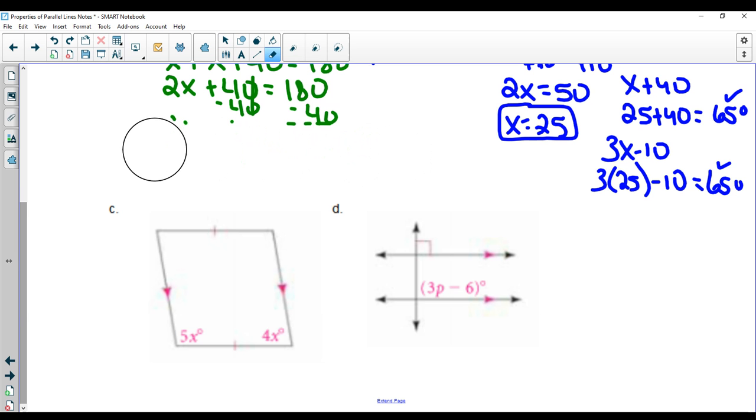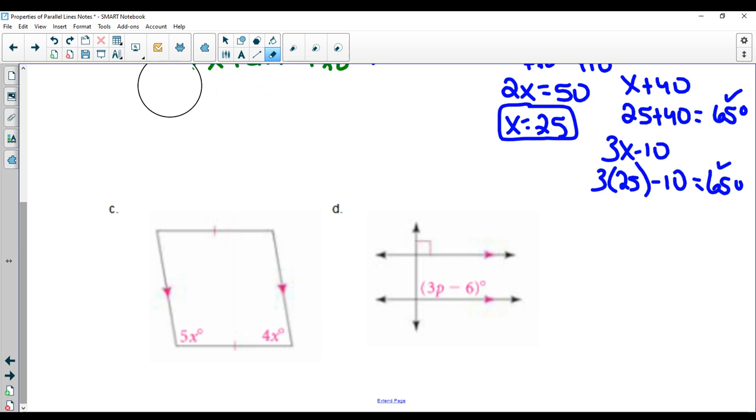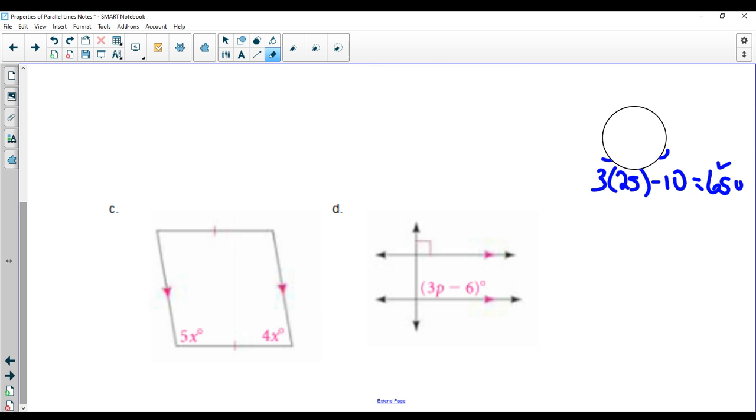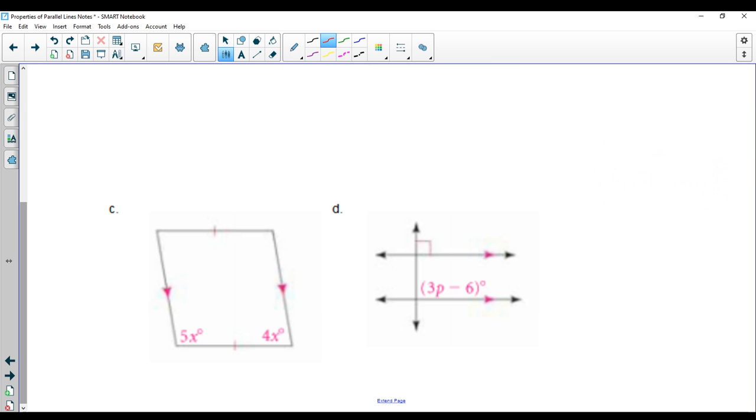I'm going to erase what I've got up here because I have to work up here. I don't have a lot of room. All right. I'm going to do letter C in red. Where are my parallel sides? They are right here. Don't you just love a straight line I draw?